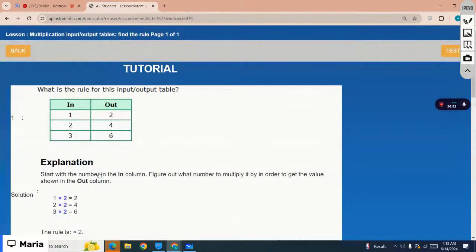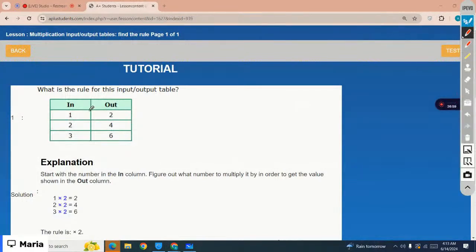You have to find the rule. You are given the table. What is the rule? The rule is the number that you multiply with the input value to get the output value. So you have to find: the input 1 times what number is 2? The input 2 times what number is 4, because the corresponding value is 4?